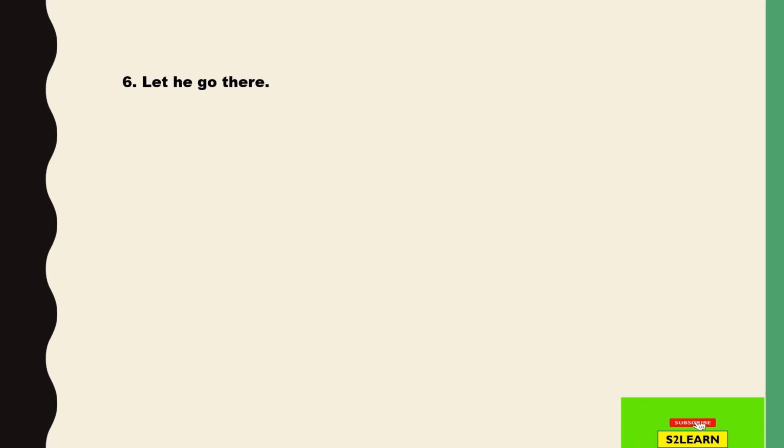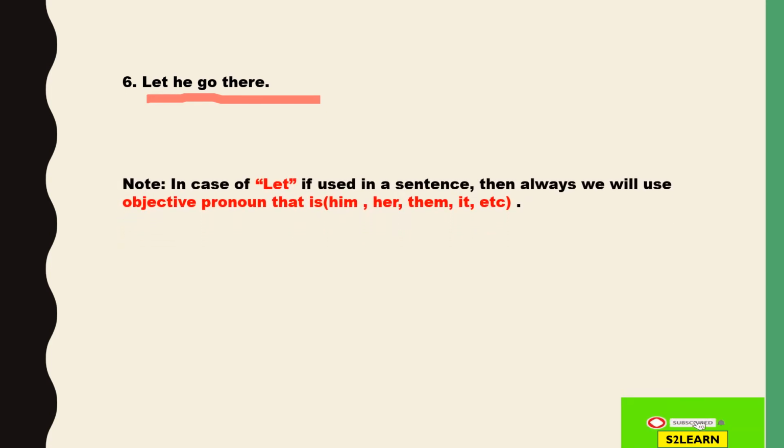This is the question. By seeing it only you can say some error is there in this sentence. In case let is used in a sentence, then always we will use an objective pronoun, that is him, her, them, it, etc. Now in pronouns there is the subjective pronoun and the objective pronoun. In subjective pronouns there would be he, she, they, etc. And objective pronouns are him, her, them. That I will cover in my pronoun topic. Here just for understanding purposes, keep it in your mind.